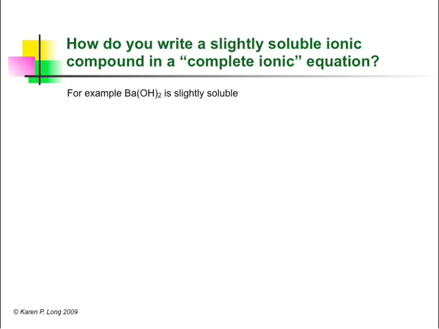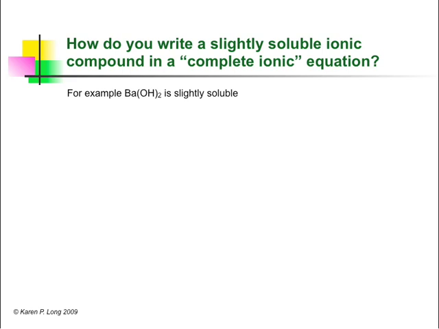If an ionic compound that is water-soluble is written as ions, and an ionic compound that is not water-soluble is not written as ions, what do we do with ionic compounds that are listed as slightly soluble or partly soluble, like barium hydroxide? My answer may surprise you. My answer is, it depends.